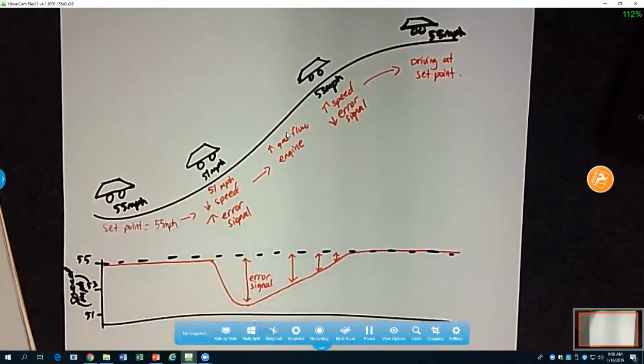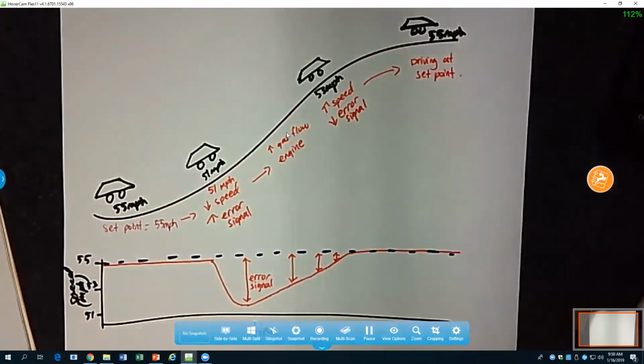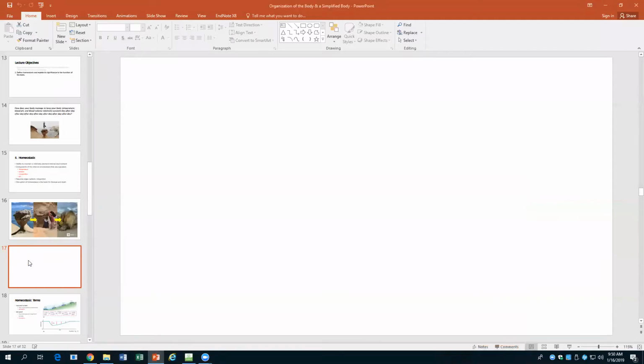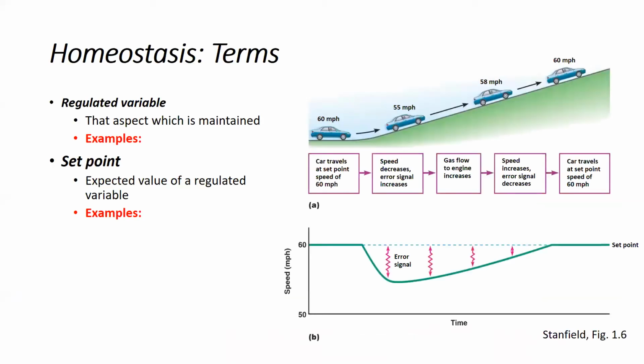Okay. Any questions on that? And this is exactly what homeostasis does. This is exactly how it operates, right? It's going to attempt to restore our body to a state of balance, even while we're not aware of that, okay?